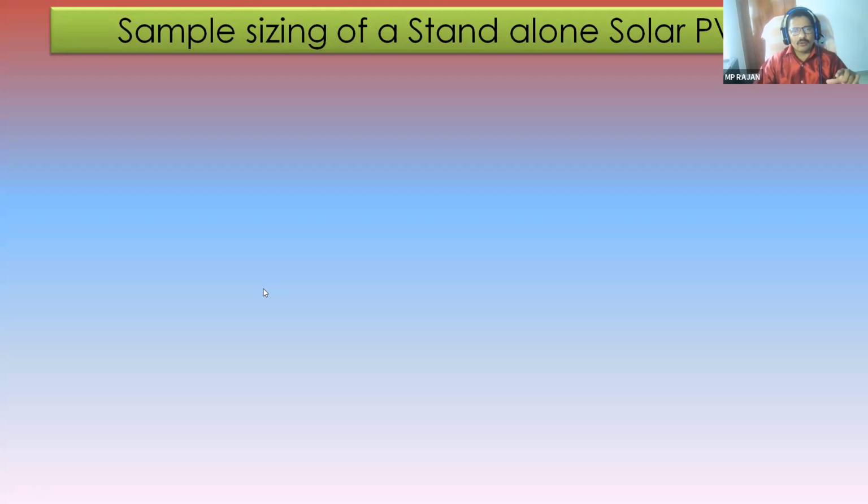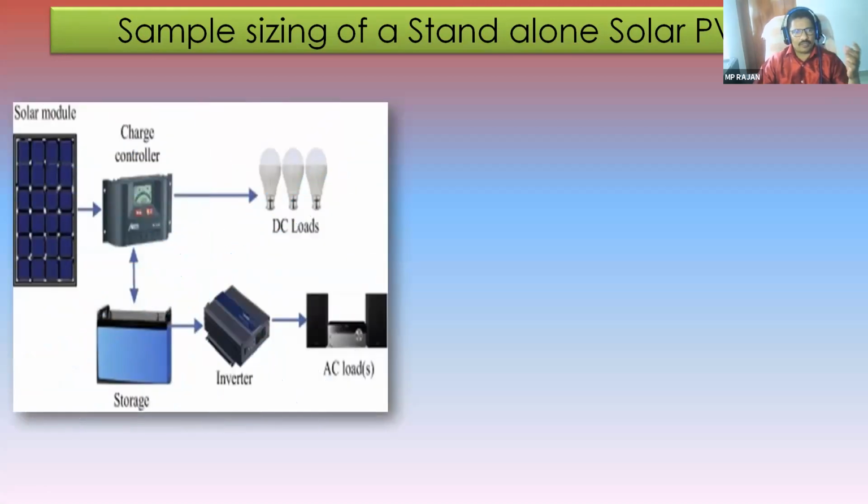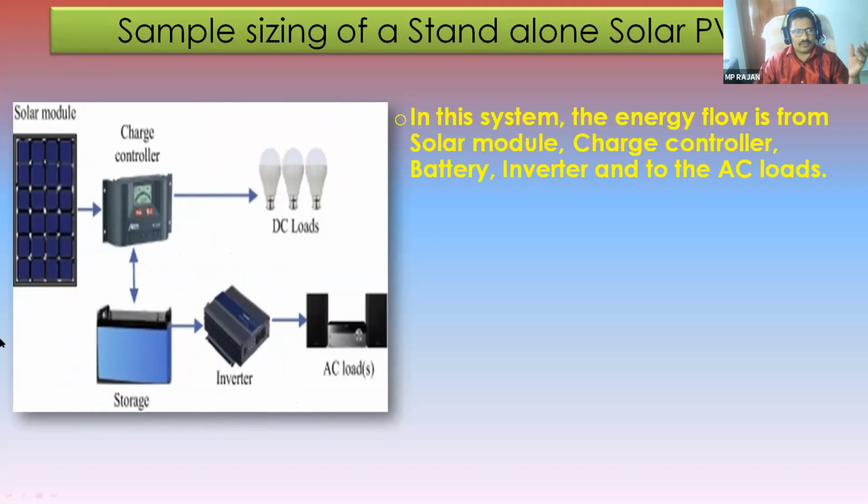Now, if you understood, let us take a sample sizing of a solar power system. Suppose this is the system. Normally, DC supply moves from the solar panel to the charge controller to the battery. From the battery it goes to the inverter and finally to the loads. If there is a DC load, it goes from the charge controller directly, or sometimes from the battery. This is the sequence.